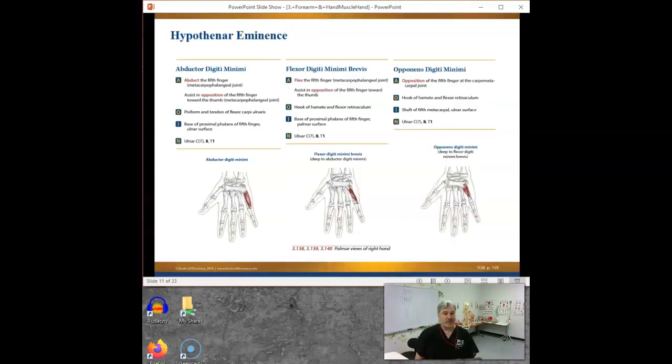Good. Okay. Let's talk about the hypothenar eminence. Yeah. Really, we're just talking about 3 pinky muscles. You guys already correctly pointed out that they will all have the words digiti minimi in them. Yep.